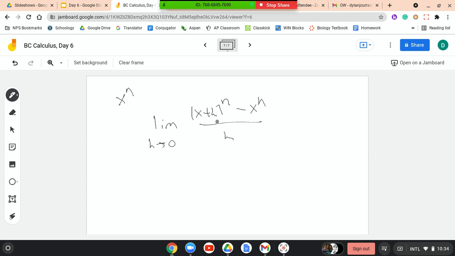And what we can do is, well, we know how to at least partially expand (x + h)^n with our patterns, right? We know at least some of the patterns. We know that the first term is always going to be x^n, right?